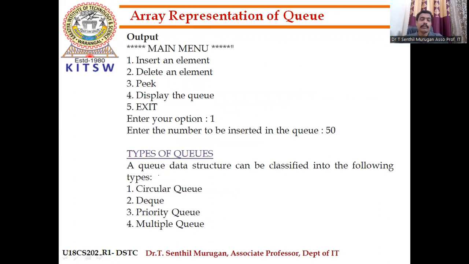So this is the main. After choosing the operation, it will perform. It will ask for the value, and it will be inserted like that. It will show. You can call one by one. You can check the test cases. So, types of queues. The queue has multiple types like the circular queue, D queue, priority queue, multiple queue. So these topics we will discuss in further videos.